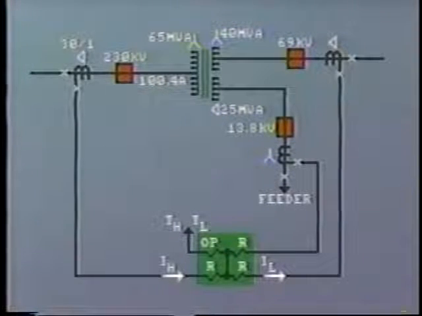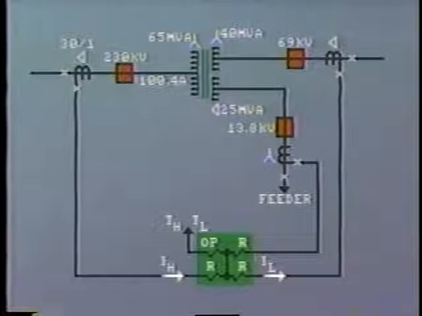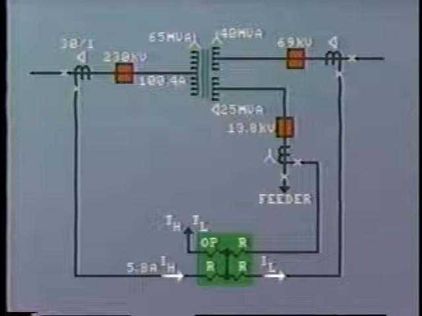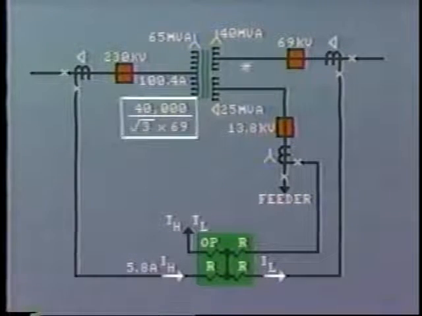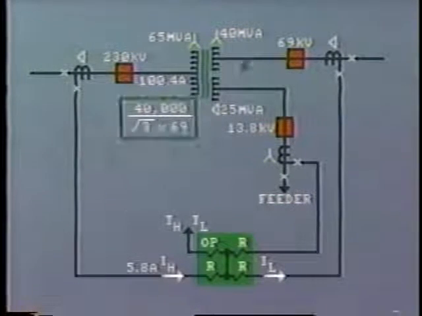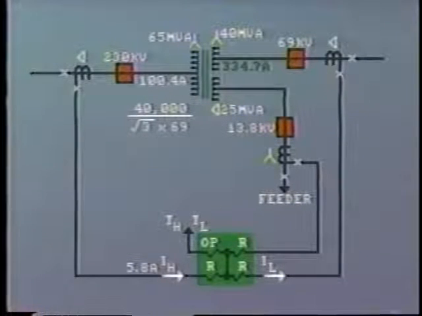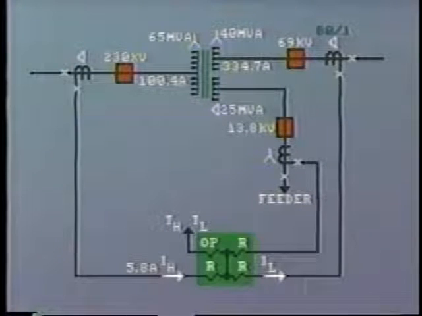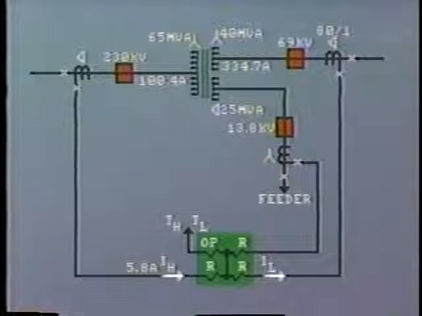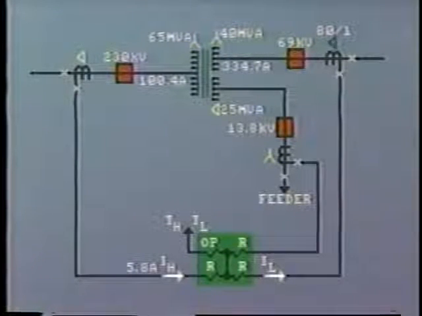Assuming a CT ratio of 30:1, and remembering that the CTs are delta connected, the secondary current equals 5.8 amps. On the secondary side, the current in the transformer windings will be 40,000 divided by √3 times 69, or 334.7 amps. Assuming a CT ratio of 400:5, that is 80:1, and remembering the delta connection, the CT secondary current will be 7.25 amperes going to the relay.